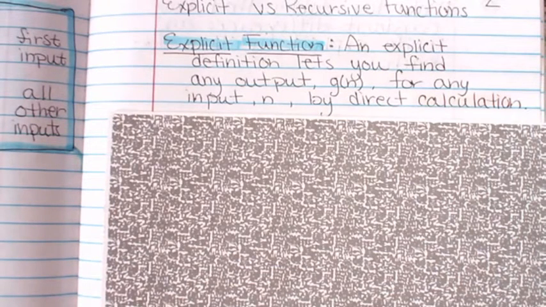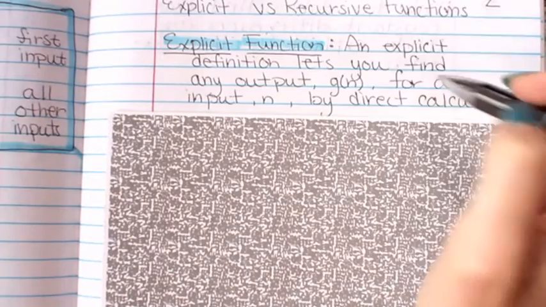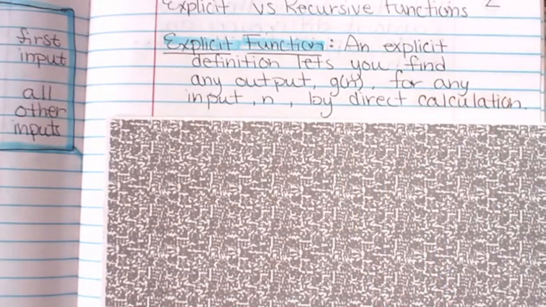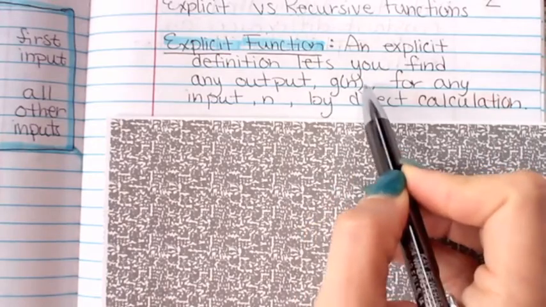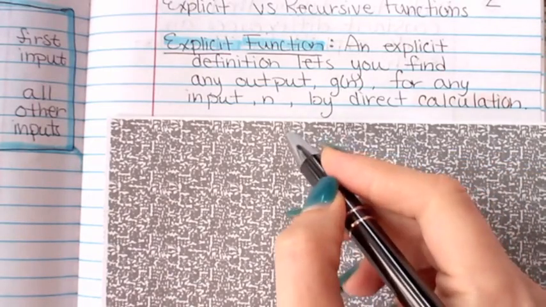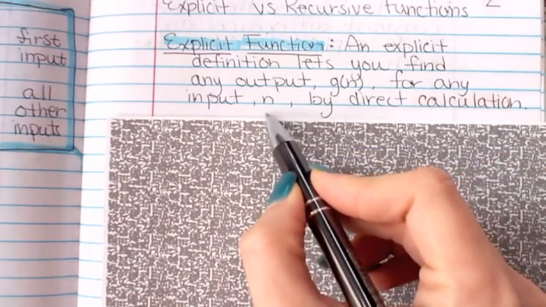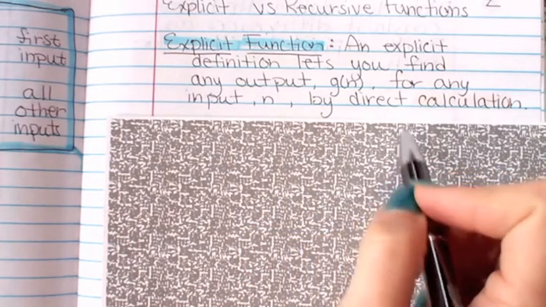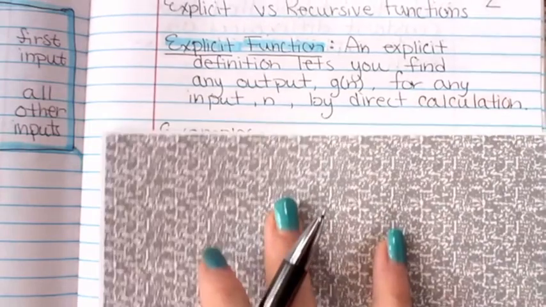So let's start with explicit function. An explicit definition lets you find any output, g of n for example, for any input, so any value of n that you're going to input, by direct calculation. And to help us figure out really what that means, let's talk about some examples.